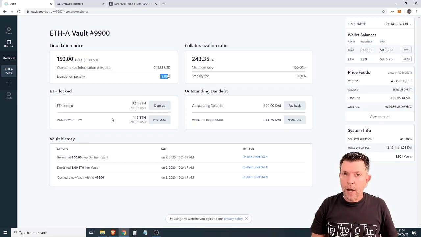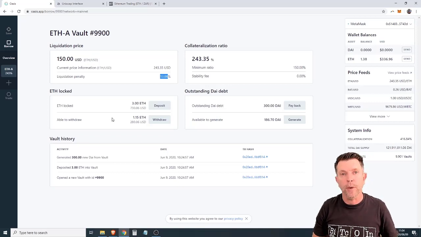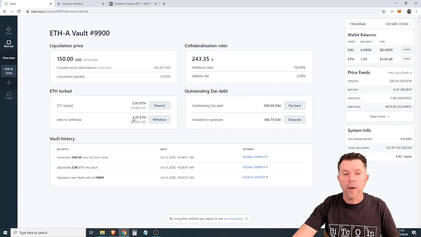The reason that we are able to withdraw that is because we didn't take a loan for the full value of our 3 Ethereum. So we still have some change, if you want to put it that way, and we are still able to withdraw that. Now, withdrawing that would change the collateralization ratio.